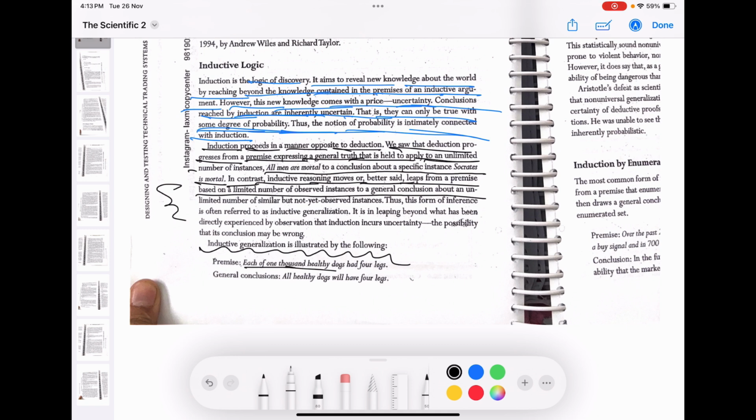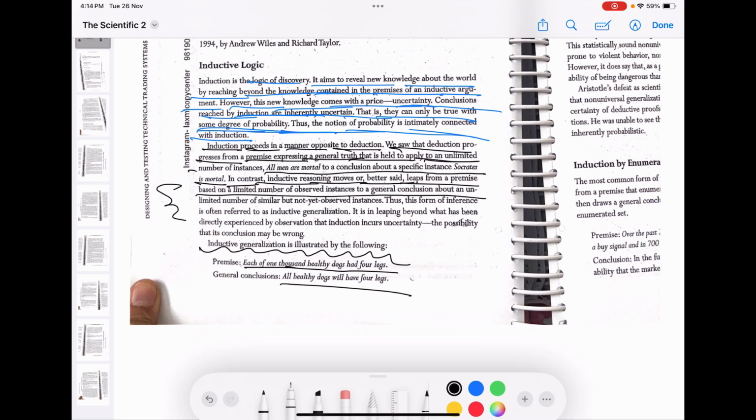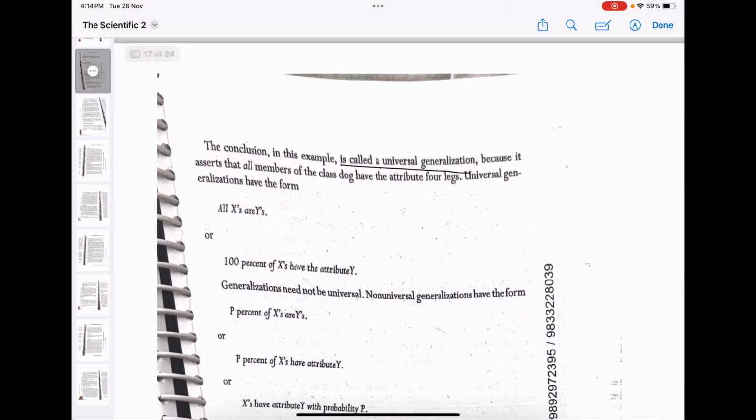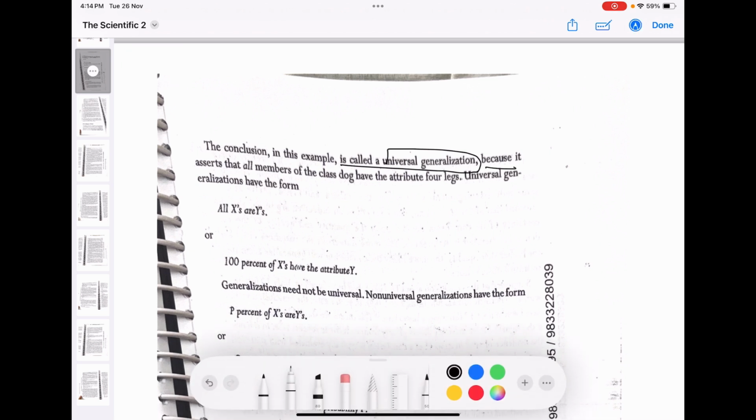Each of 1000 healthy dogs had four legs. General conclusion: all healthy dogs will have four legs. The conclusion in this example is called a universal generalization because it asserts that all members of the class dog have four legs. Universal generalizations have the form: all x's are y's. 100% of x's have the attribute y.